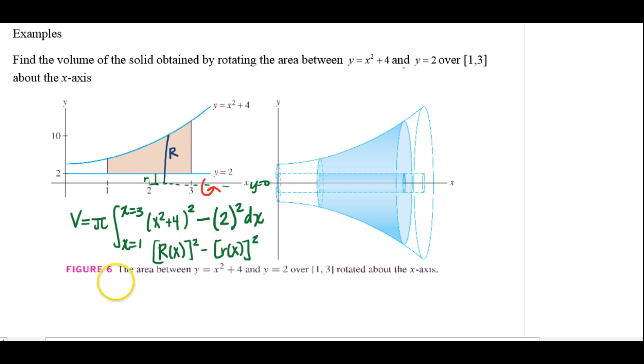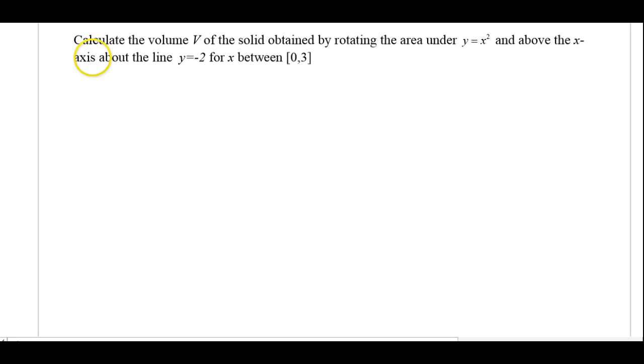So we can do just a little bit of simplifying here. I'll do pi times the integral from 1 to 3. If I were to solve this by hand, I would have to distribute x squared plus 4 times x squared plus 4. Here I can just write minus 4, so I have 2 squared, that's 4, dx. So this sets up the integral to find the volume of the solid when I rotate this region about the x-axis.